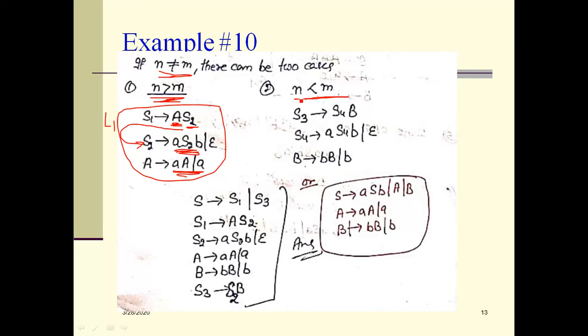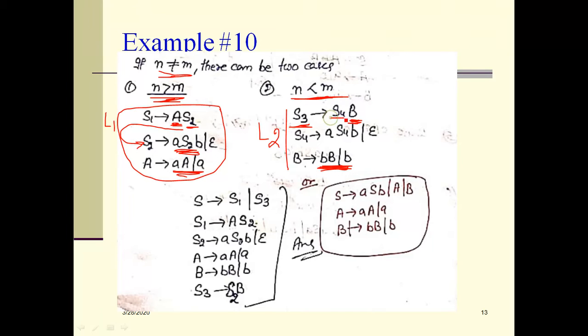And the second case can be that the number of a is less. In this case, S3 is the start symbol for this grammar. Let me call this L2. L2 is the grammar where the number of b is more as compared to the number of a, and S3 is the start symbol for this. Now we always start from the start symbol, S3 in this case, and we have this b at the end, and this b will generate one or more b's. We have only one production from the start symbol, where we will start: S4 and b, and this b will generate at least one or more b's, right?